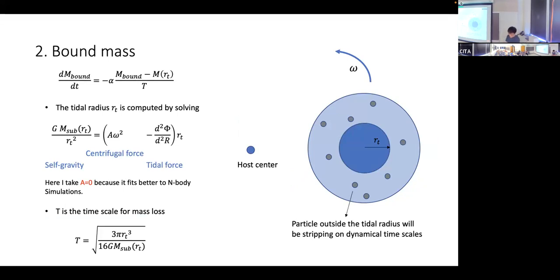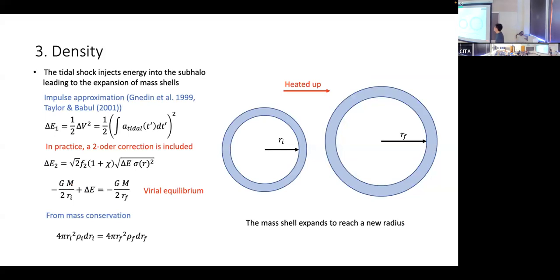And there's a third effect, because we also want to model the density evolution of these subhalos. Here we use a model called the impulse approximation. Basically, when the subhalos evolve in the host potential, the tidal shock will inject energy into the subhalo and lead to the expansion of these mass shells. We can calculate this injected energy for each mass shell from this equation here.